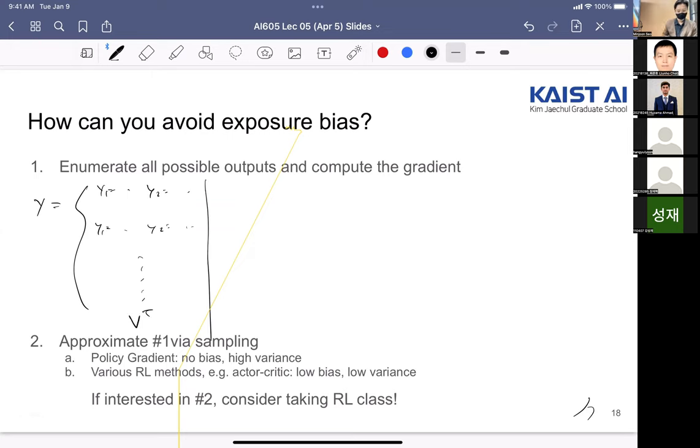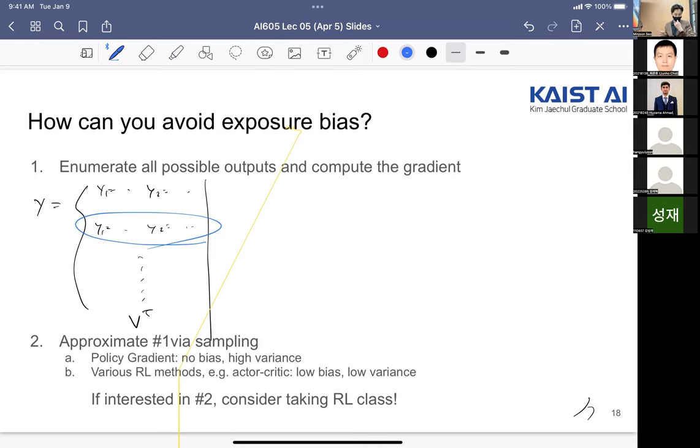And then for each possible output, we can compute the loss, and then we try to basically maximize for the answer configuration. For instance, if this was the answer, then you can try to maximize the probability of this compared to other probability distributions. Then in that case, you're basically creating a truly unbiased model without exposure bias. But of course, that's impossible, right? It is impossible to enumerate all this.